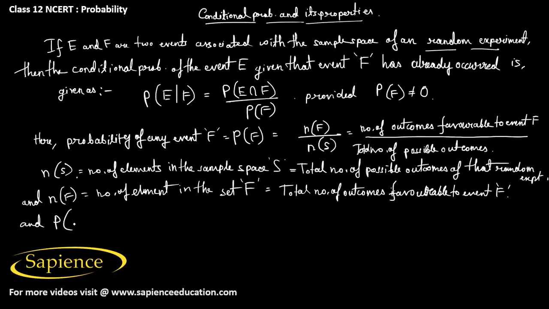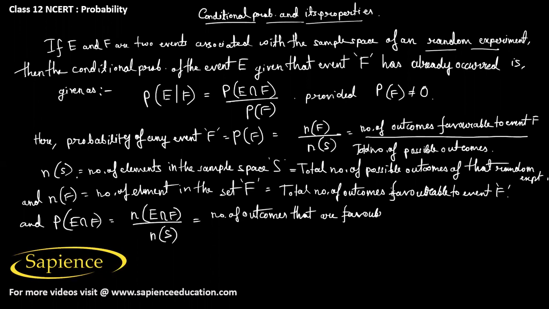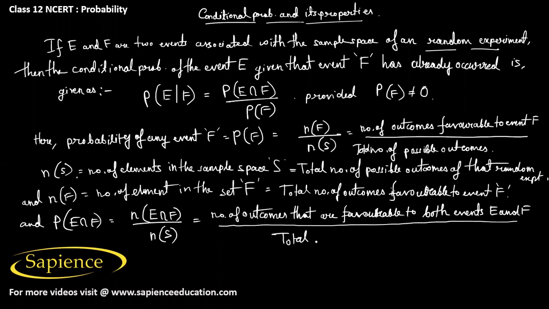And similarly, P of E intersection F is equal to the number of elements in the set E intersection F divided by the number of elements in the set S. It means it is the number of outcomes that are favorable to both the events E and F, divided by the total number of possible outcomes.